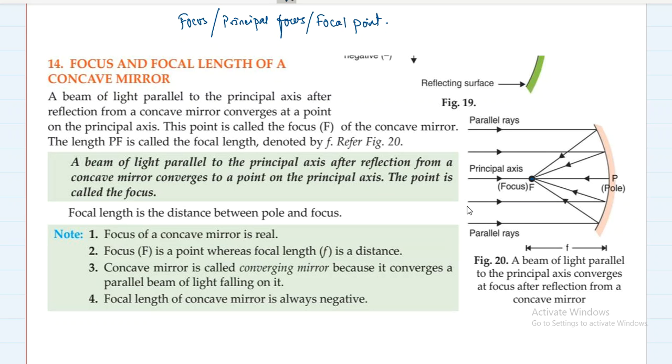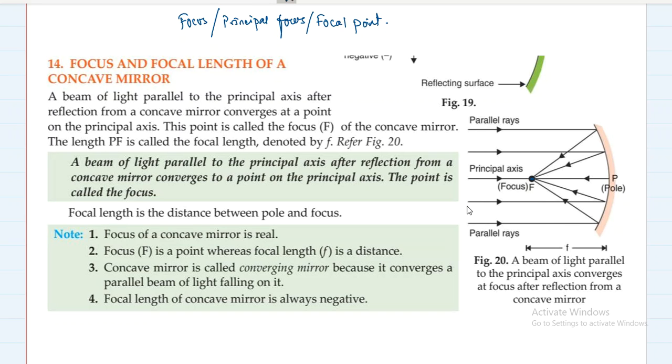So the definition of focus for a concave spherical mirror: focal point is a point on the principal axis such that when the rays of light incident parallel to the principal axis strike a concave mirror, after reflection they converge and meet at this point. Or you can say that a beam of light parallel to the principal axis after reflection from a concave mirror converges to a point on the principal axis. This point is known as focus or principal focus or focal point. So there can be many ways in which you can make this definition. You just have to remember the story.